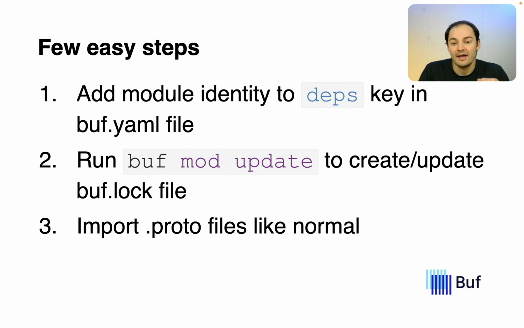One is you add a module identity into your deps key in the buf.yaml configuration file. So remember, a module identity is the schema registry, buf.build/owner, which is either a user or an organization, /module name. You then run buf mod update, which will create or update a lock file. Don't forget to check this one into your version control system. And 3, you've been doing this all along. You import your proto files like you normally would, and then you start referencing your definitions.